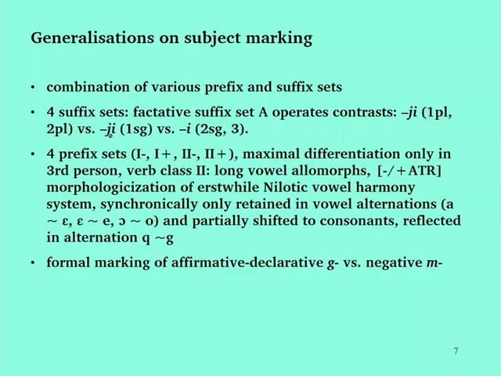In brief, the observations on subject indexing I have just developed are summarized in this slide. We have four suffix sets. The one just presented is the set that I've marked with capital R in the glossing, and it characterizes the factative inflectional pattern of non-derived verbs. We have four prefix sets, 1 minus, 1 plus, 2 minus, and 2 plus, with a maximal differentiation only in the third person. These classes continue the erstwhile Nilotic vowel harmony system on a purely morphologized level. And typologically remarkable is that we get a formal marking of the affirmative declarative category by G, which alternates with H. And in the negative, it alternates with M.